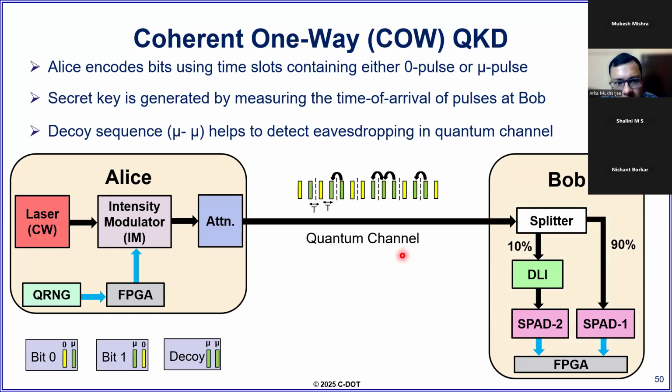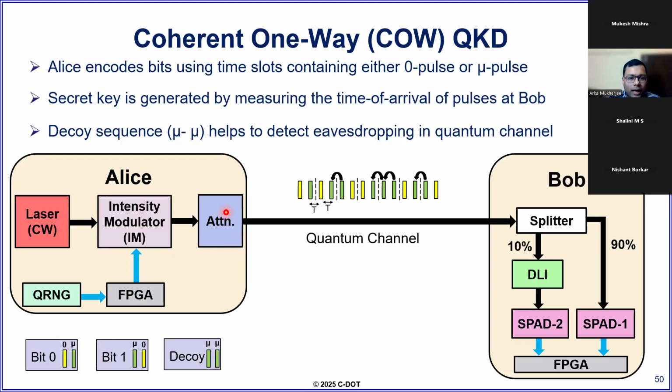So this is the actual hardware setup of a coherent one-way protocol. BB84 was based on polarization, and this protocol is based on time bin. How does this protocol run? We have a continuous wave narrow linewidth laser. This laser light is given to an intensity modulator, and we have a quantum random number generator, which is the source of this random data pattern of zeros and ones. This is given to an FPGA, and this FPGA then controls the intensity modulator.